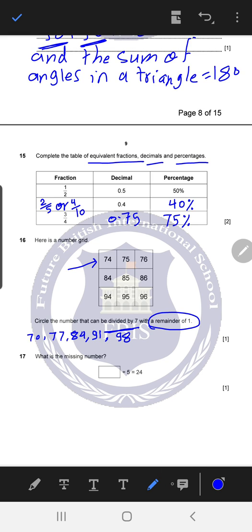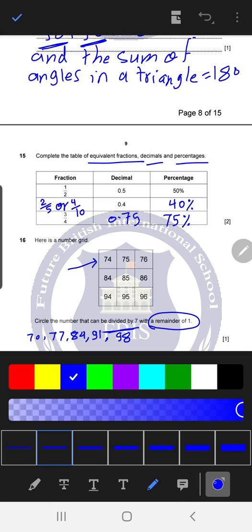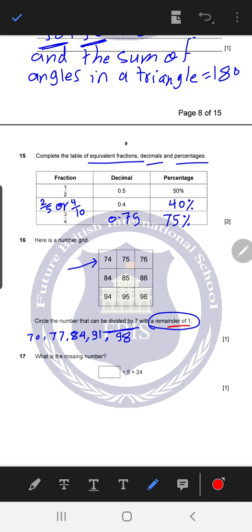Because he says there is a remainder of 1, we will add 1 to each of those numbers. It will be 71. We don't have 71 here. 78, we don't have 78. This will be 85. We have 85, so this is the correct answer. If we add 1 to 91, it will be 92. We don't have 92. So the correct answer is 85.